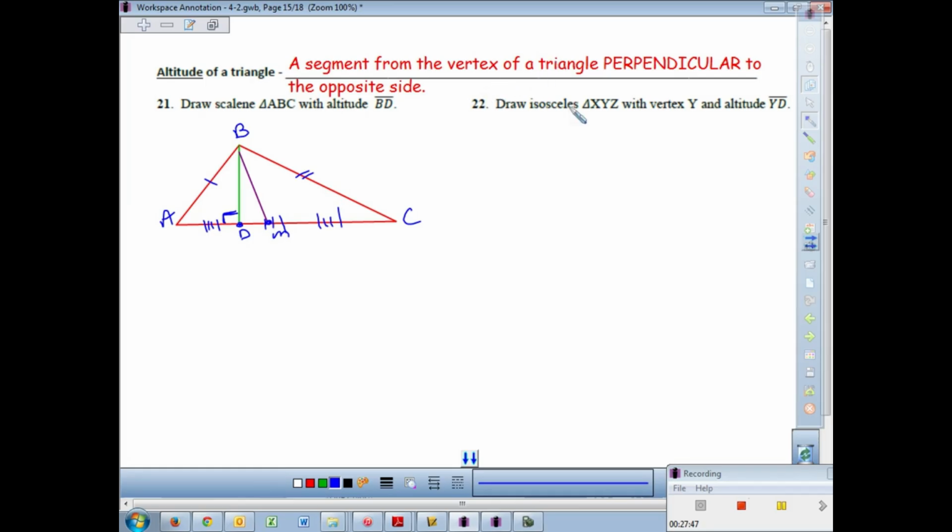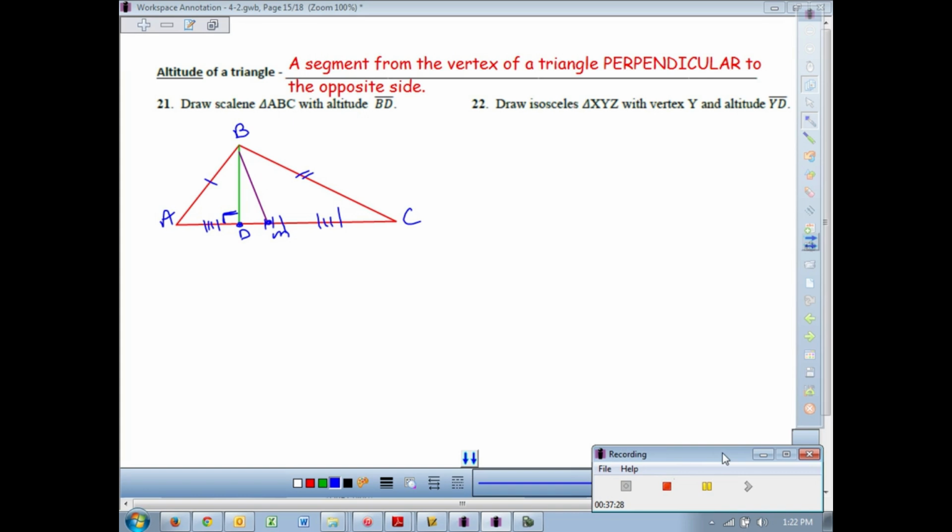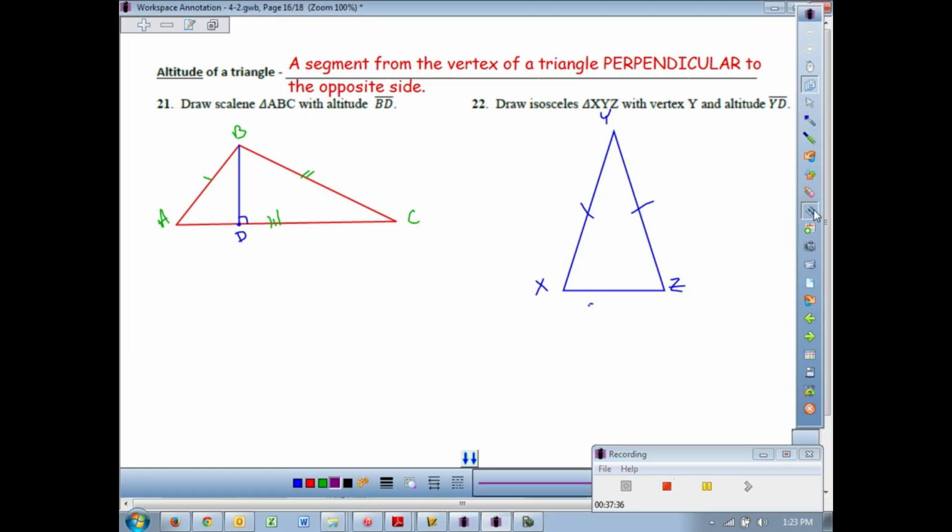Draw isosceles triangle XYZ with vertex Y and altitude segment YD. Get it done. Pause the video. I got my XYZ. Y is the vertex. It's isosceles with these markings. Now I need altitude YD. Means I got to go from Y. If it's an altitude, where am I going? Perpendicular to the opposite side.